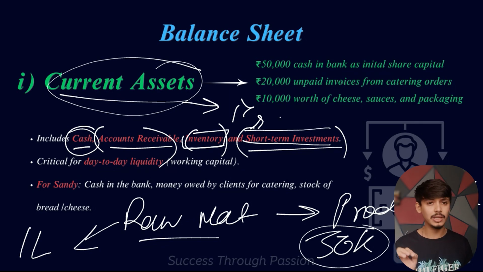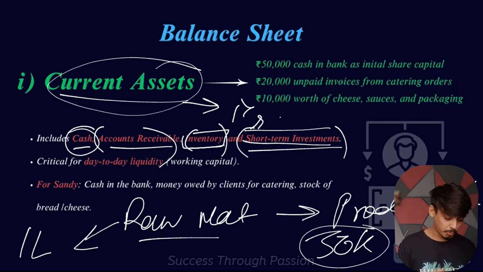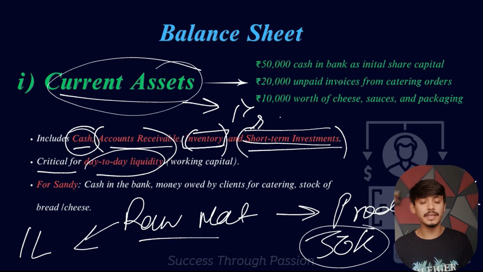So that was about the line items of current asset. The next point is current assets are critical for day to day liquidity, that is working capital. So whenever we are analyzing a business through the balance sheet, we will first see the current assets, and under that we can get to understand, after looking at cash, the accounts receivable, the inventory that the business holds, and the short term investment.